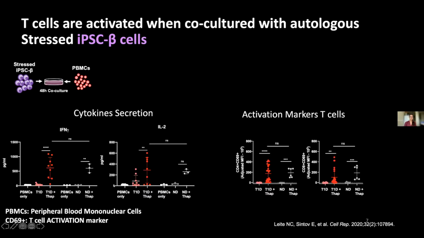Another readout would be looking at activation markers. We also observed that after co-culture, we have an increase of activation markers on the T cells that were co-cultured with stressed iPS-derived beta cells.